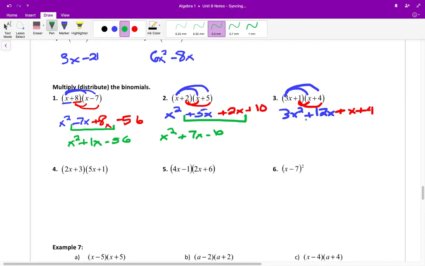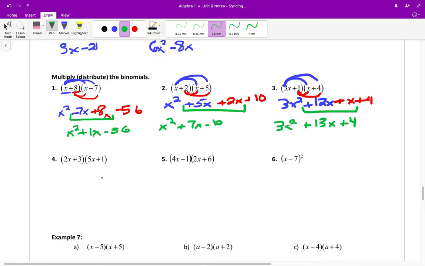And then once again, notice in the middle you've got stuff to add together. So you're going to have 3x squared. 12 plus 1 in the middle there is a plus 13x. And then put your 4 last. There would be your final answer.